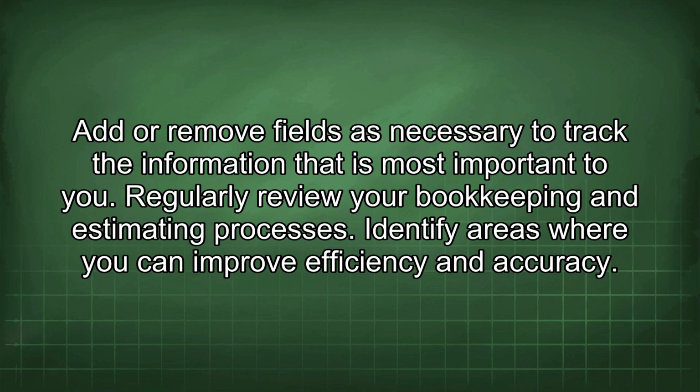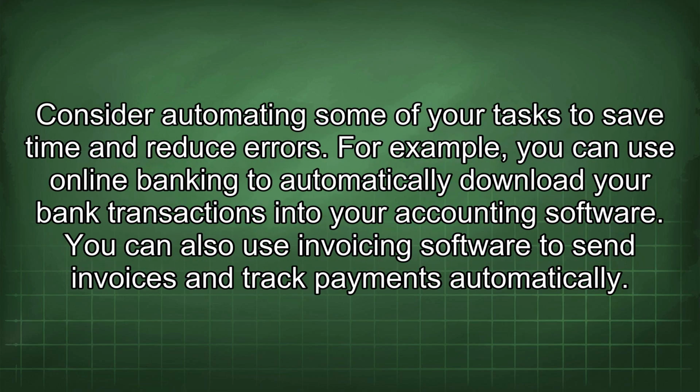Regularly review your bookkeeping and estimating processes. Identify areas where you can improve efficiency and accuracy. Consider automating some of your tasks to save time and reduce errors. For example, you can use online banking to automatically download your bank transactions into your accounting software. You can also use invoicing software to send invoices and track payments automatically.